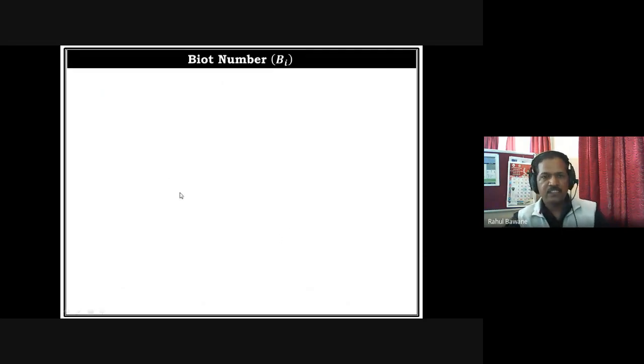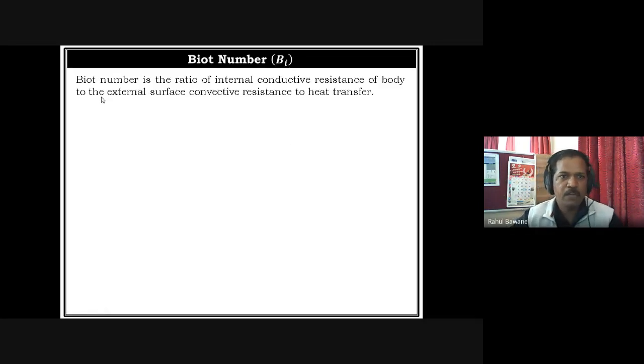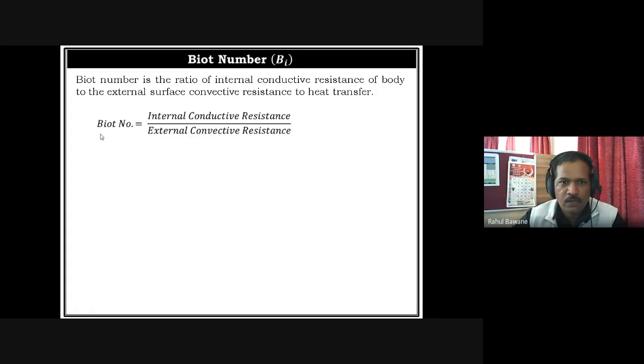Now with this main formula, there are some other formulas also. First is for the Biot number, denoted by Bi. Now what is the Biot number? Biot number is the ratio of the internal conductive resistance of the body to the external surface convective resistance to heat transfer. So the formula is: Biot number is internal conductive resistance over external convective resistance.